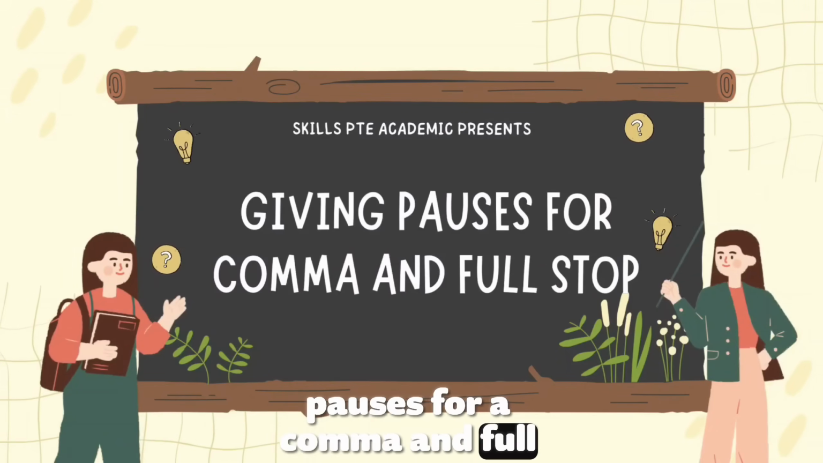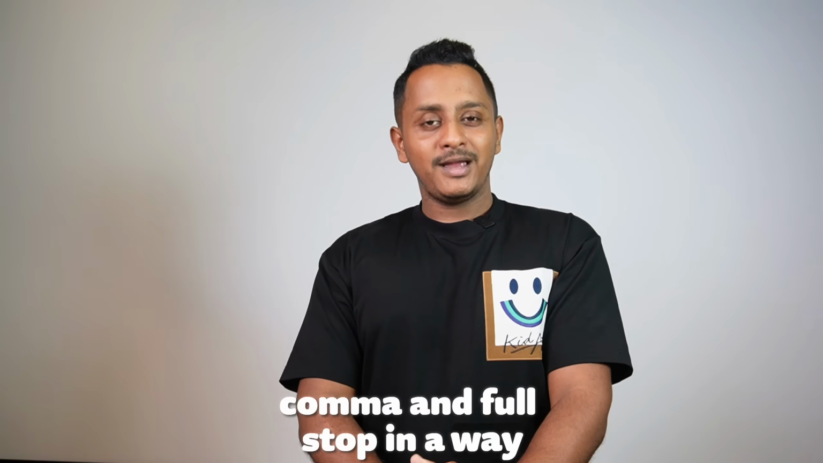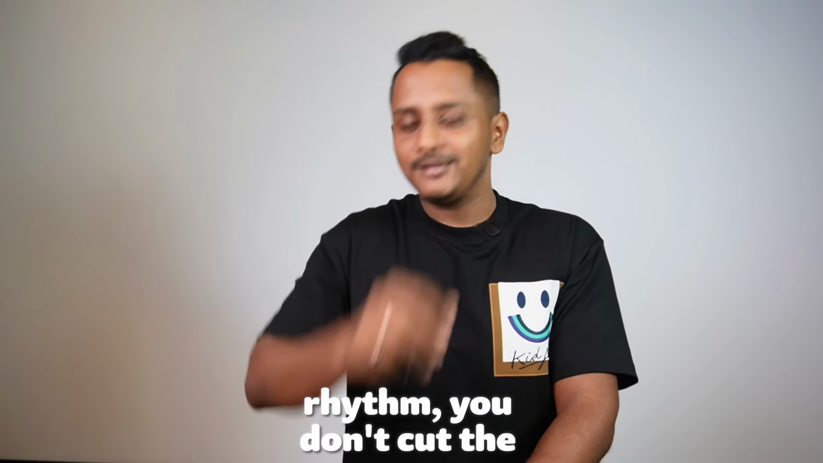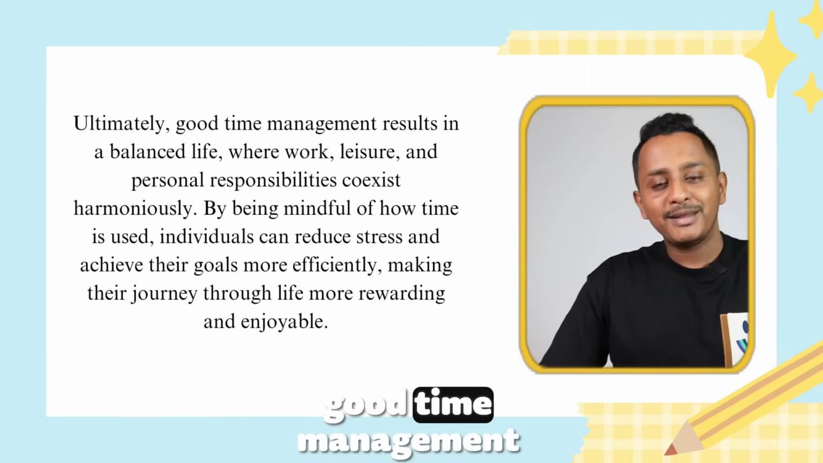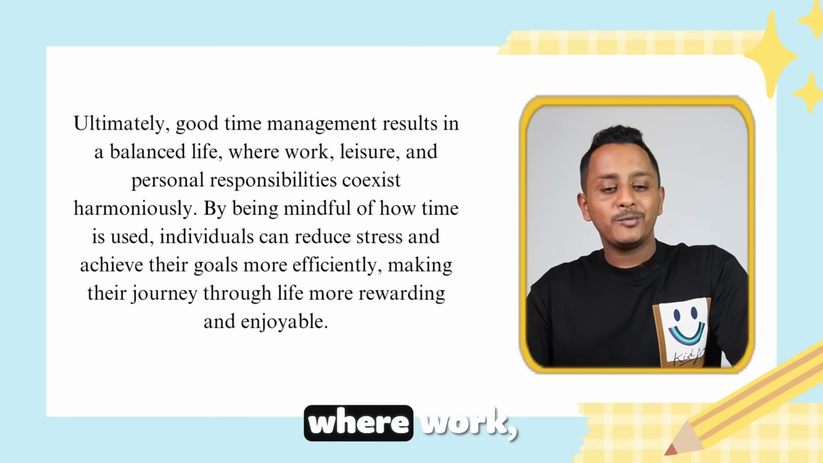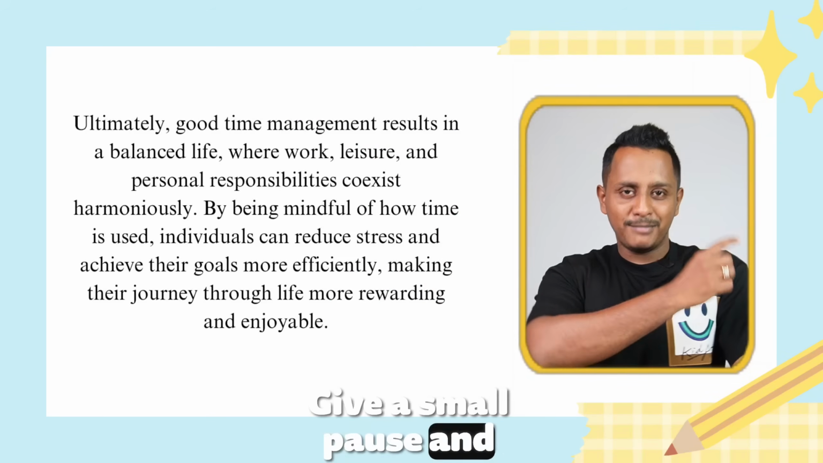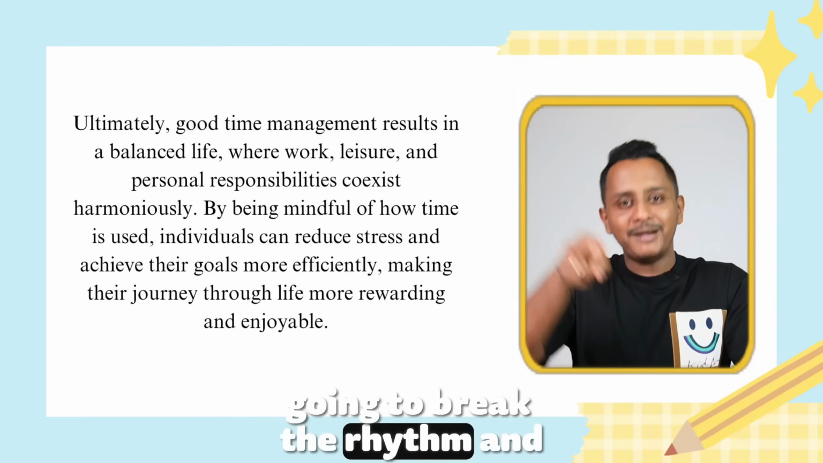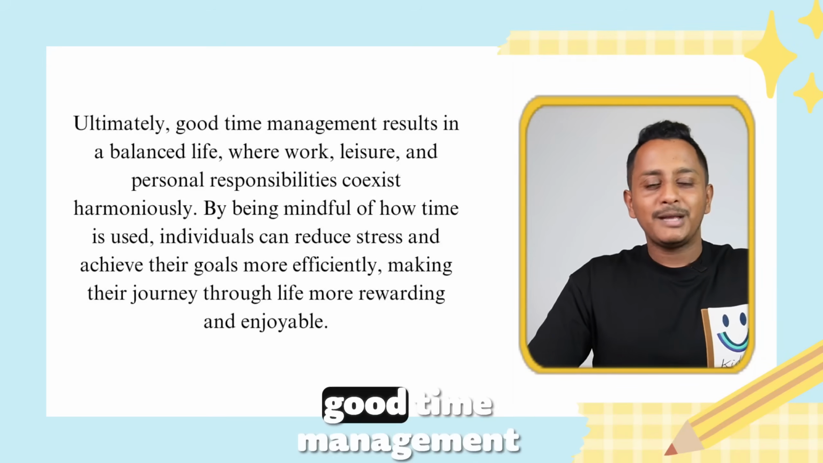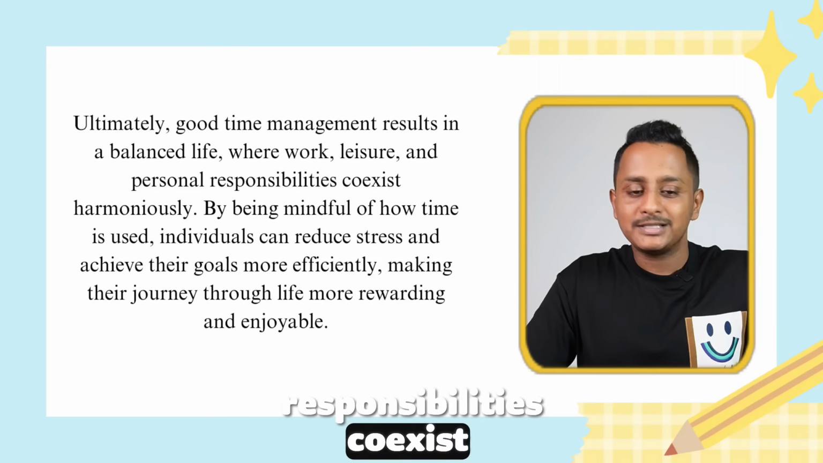The 14th hack is about giving pauses for a comma and full stop. How should I give a pause? You should give a pause for a comma and full stop in a way that you don't break the rhythm, you don't cut the rhythm. A wrong way to do it is something like this. Ultimately, good time management results in a balanced life where work, leisure, this is wrong. Give a small pause and make sure you continue. Don't completely break the rhythm. You just show that you're going to break the rhythm and pick it up. Ultimately, good time management results in a balanced life where work, leisure and personal responsibilities coexist harmoniously.